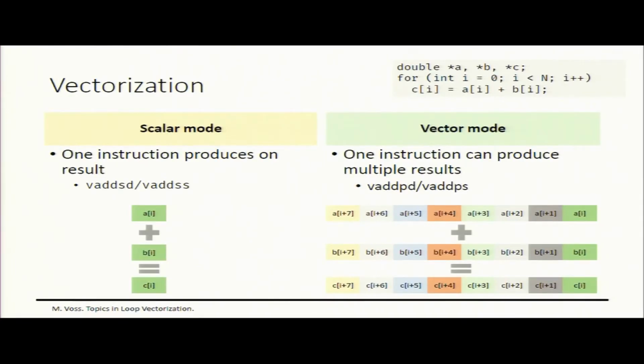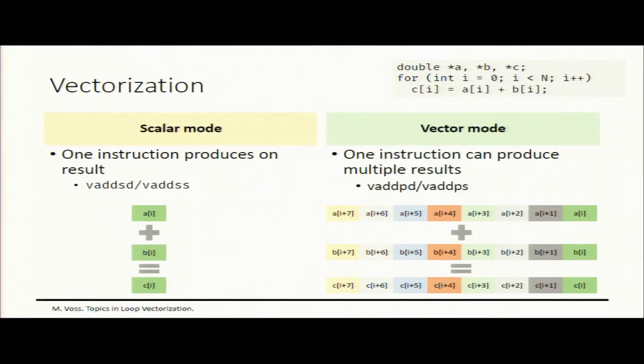Say I have this piece of code that I want to execute. I'm adding two arrays, A[i] and B[i]. In scalar mode, I would add just one scalar operand to another. But in vector mode, I can add all of this together at the same time. If my vector width is 8, I can add A[i] to A[i+7] to B[i] to B[i+7] and have the result stored in C[i] to C[i+7] in one single instruction. Does that make sense?